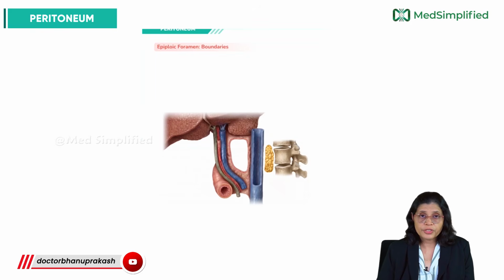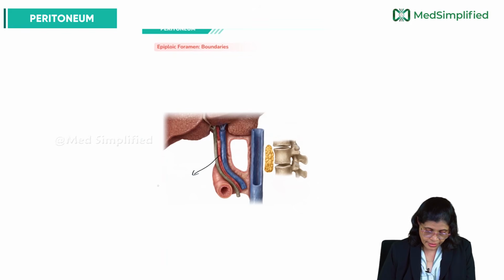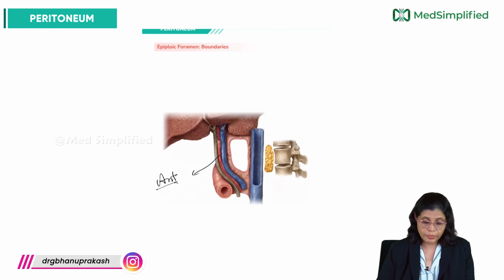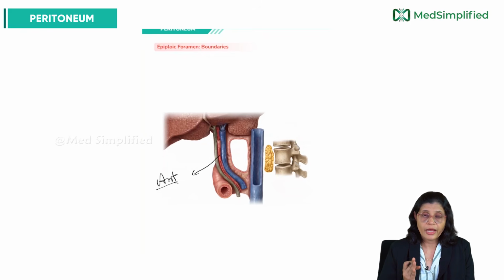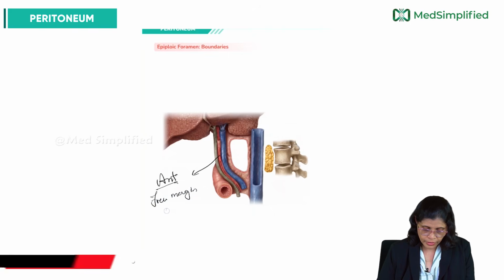Coming to the boundaries of the epiploic foramen, this is the anterior boundary. The anterior boundary is formed by the right free margin of the lesser omentum, containing these 3 structures: the portal vein, the hepatic artery, and the bile duct. The hepatic artery and the bile duct are anterior to the portal vein, and the duct is dexter, that is to the right of the hepatic artery. That is what we see on the anterior boundary.